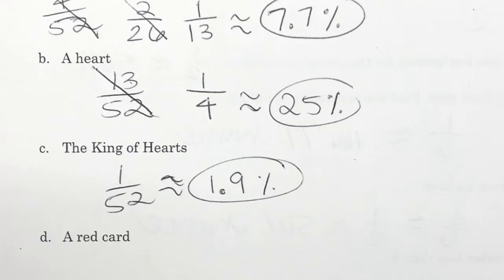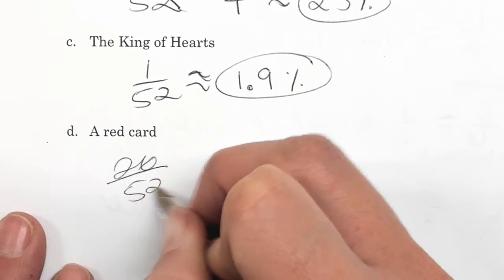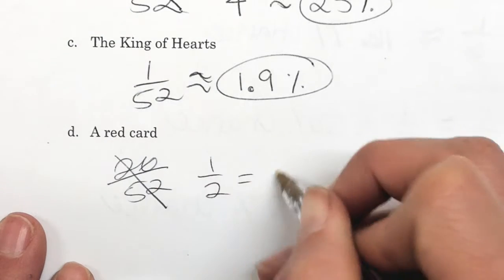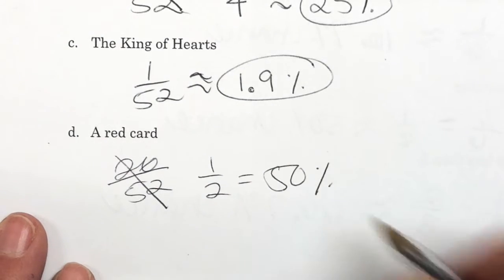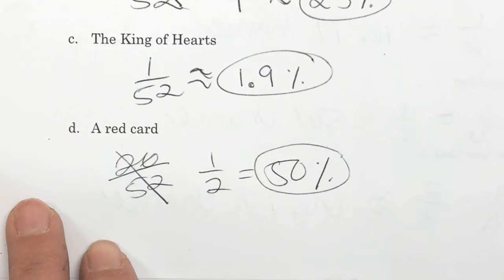And then with the red and black cards, they're half and half. You'll have half black cards, half red. So this will be 26 out of 52, or 1/2, which is 50%. I need it as a fraction and percentage.